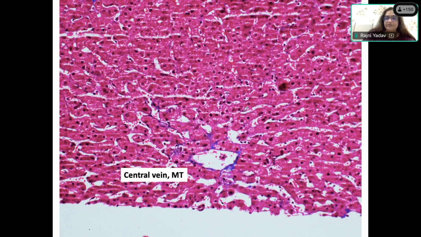It is used for assessing collagen fibrosis. Now the hepatocytes are stained red, and whatever fibrosis is there will be stained blue. Now this is a central vein, so that's normal. That's the wall of the central vein, but there is no fibrosis here.